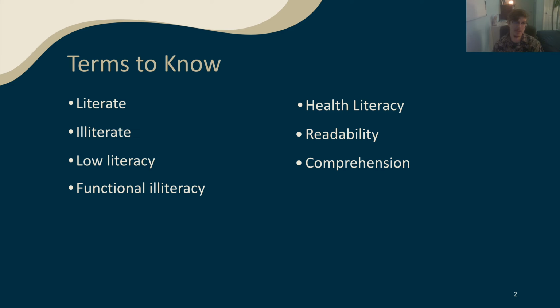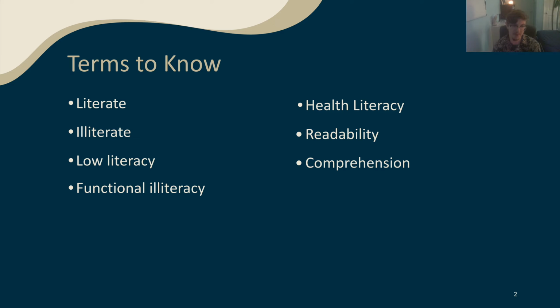Now, a lot of times when we talk about illiteracy in the United States, we are not talking about someone who is completely illiterate. We tend to be talking about people with low literacy or functional illiteracy, which I will get to in a second. So just understand that when someone says illiterate, that can mean a lot of different things, and it might not necessarily mean illiterate as in can't read.